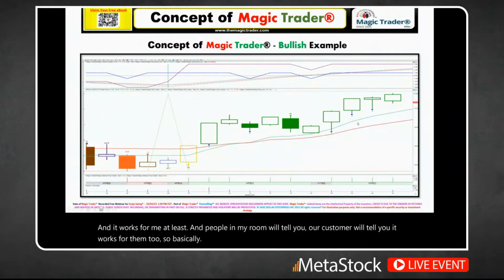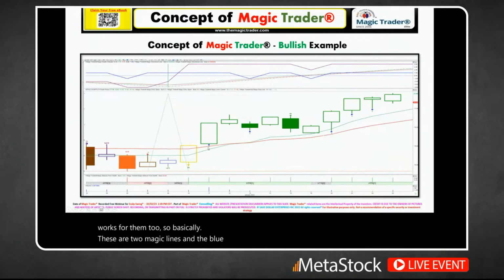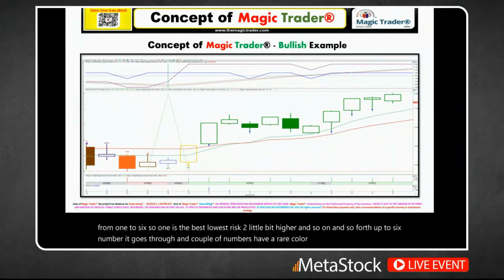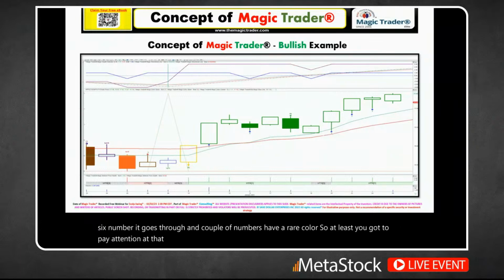So basically, these are two magic lines, and the blue circles are the forecasting. It does forecast that we're going to go higher. This has a number from 1 to 6. 1 is the best, lowest risk. 2 is a little bit higher, and so on, up to 6. A couple of numbers have a red color, so at least you have to pay attention at that time. That's what all these blue circles are, and they have a purpose.